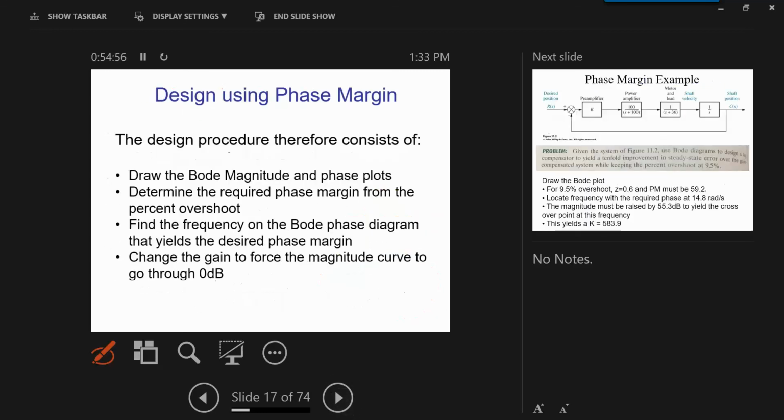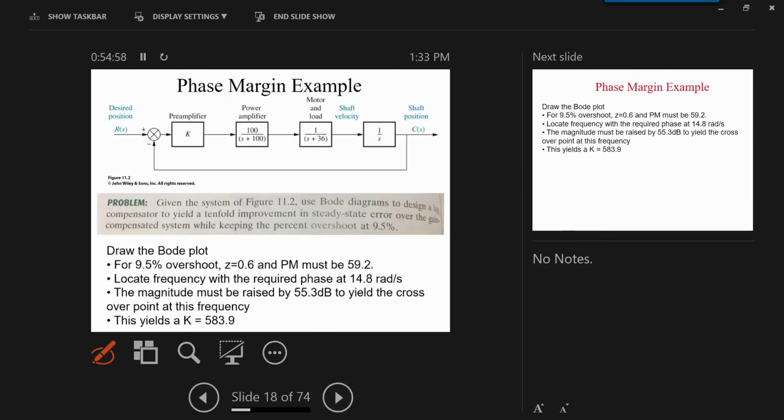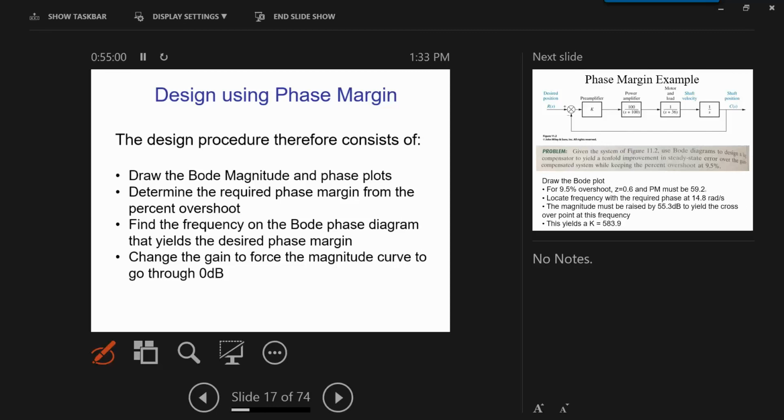Okay, so once we do this, we find the frequency on the Bode phase diagram that yields this desired frequency. We just need to know what the frequency is. Okay, and we can change the gain to bring the magnitude of the plot to 0 dB, just as I showed you.